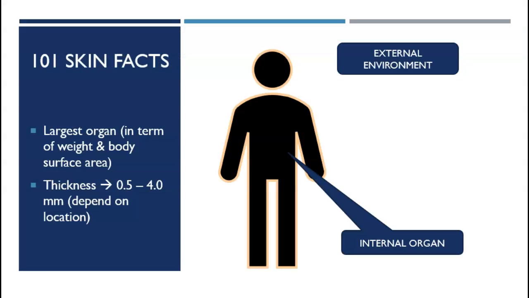Skin is the largest organ of the body and consists of two layers, the epidermis and dermis, that are supported by a number of underlying structures. This organ has multiple functions. It is a barrier between the external environment and internal organs.